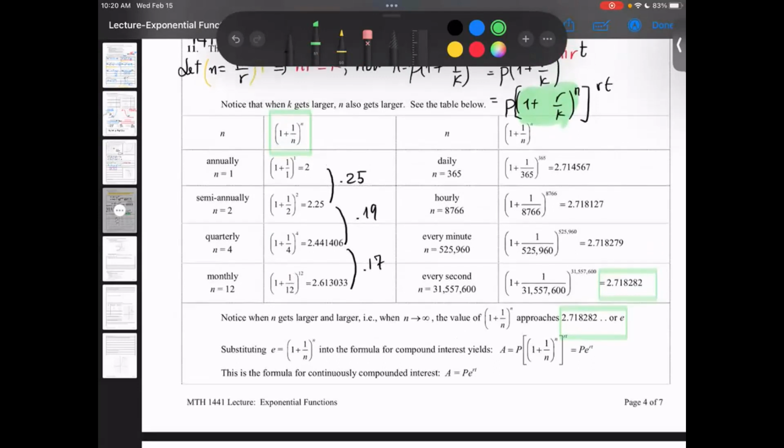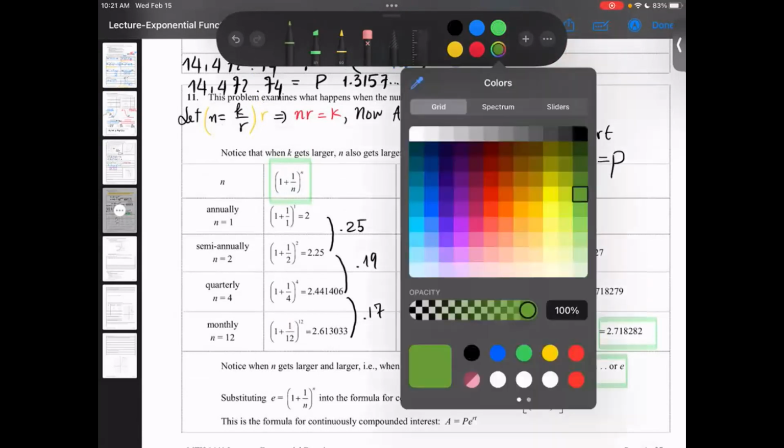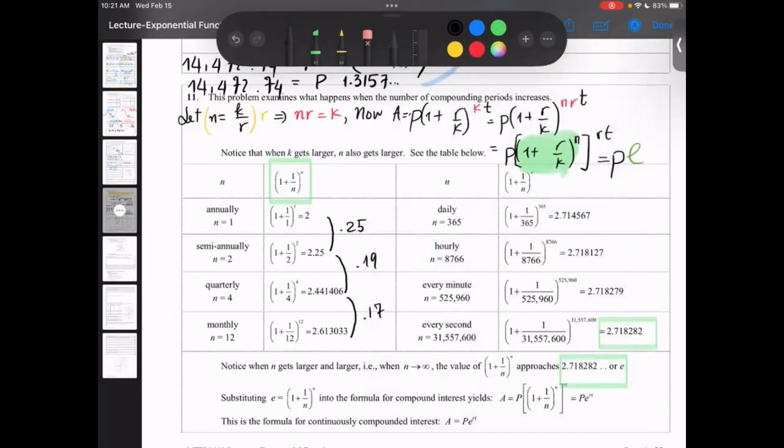What I'm going to do next is replace the green blob with E. So when you replace it, what do you have? P equals P e to the rt, PERT. Okay, so there's another formula. You have this formula, the long one I circled in black. They call it the compounding formula. And the second formula, which I circled in red, is the continuously compounded one.